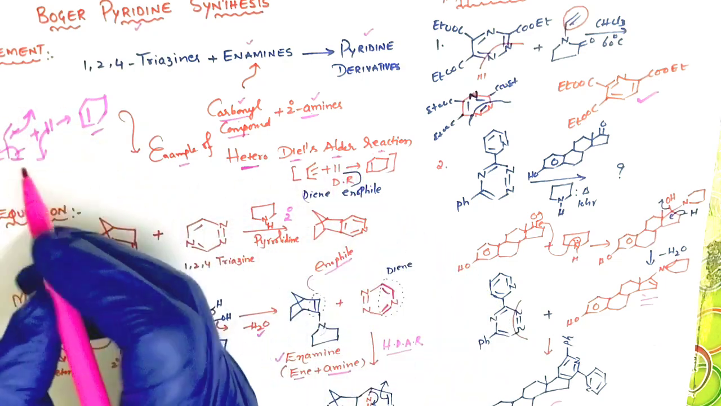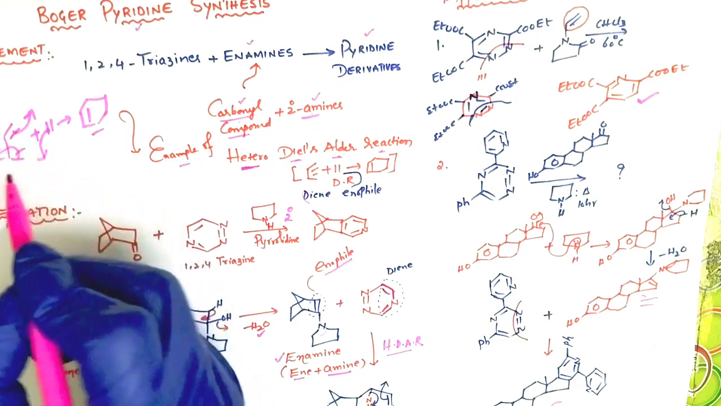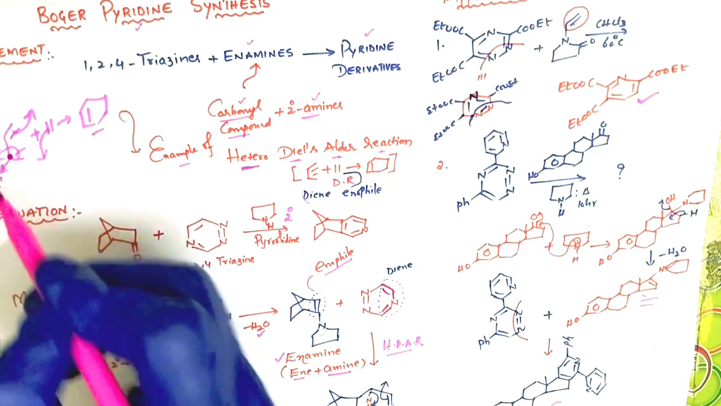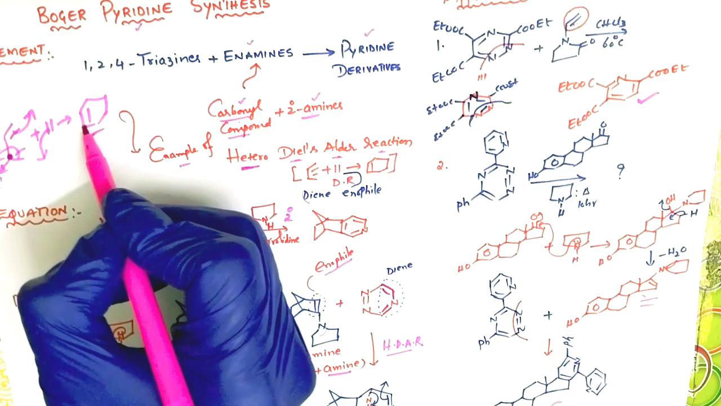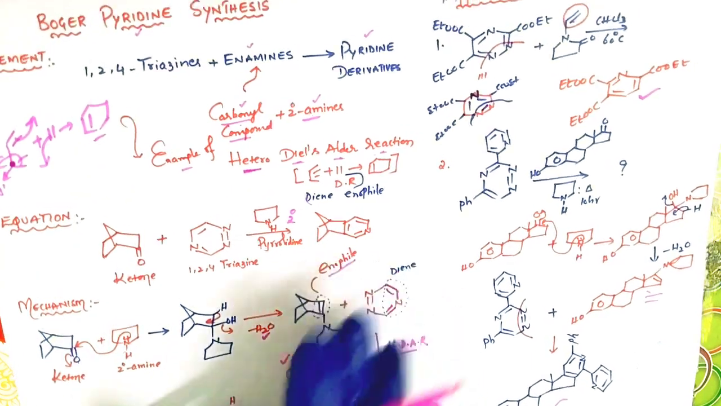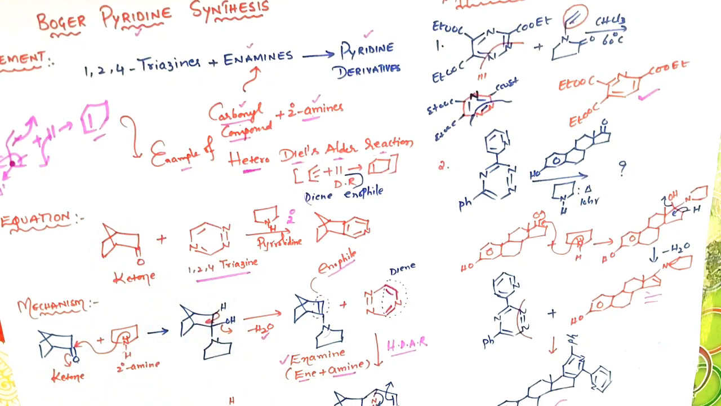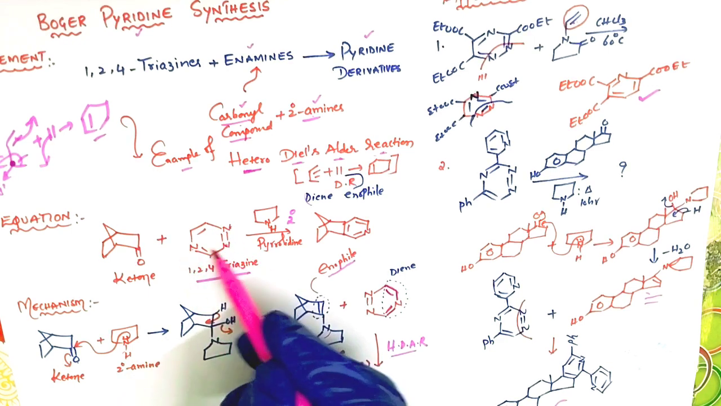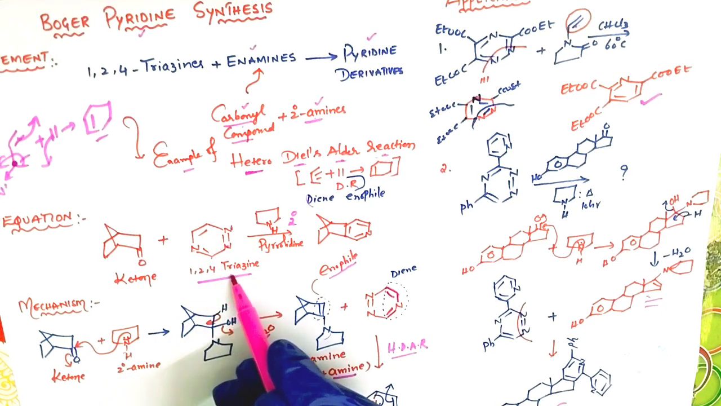So in this case, what is happening? Whatever diene we are taking here, at this position the carbon is replaced with nitrogen. Thereby one of the nitrogens will be added. Okay, let's see the example. Here it is a ketone. Ketone is treating 1,2,4 triazine. See this one, 1, 2, 3, 4. The positions of nitrogen atoms are 1, 2, 4. 3 nitrogen atoms are there.